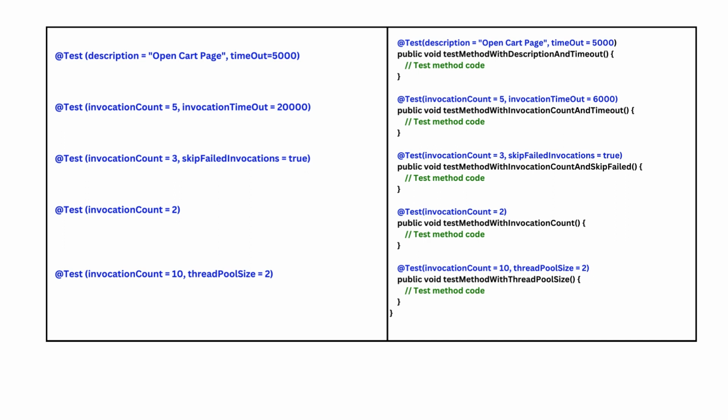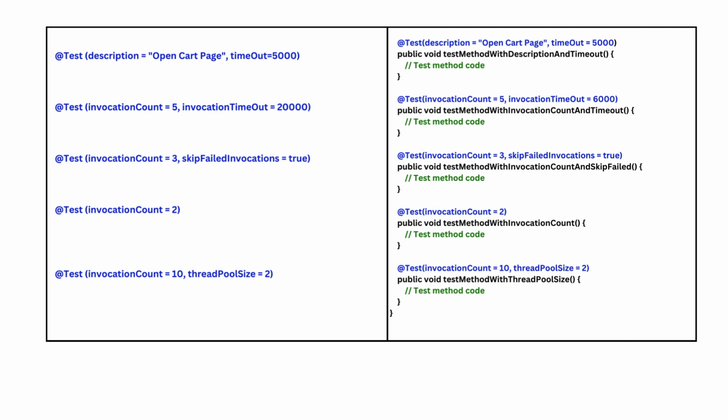@Test(invocationCount = 3, skipFailedInvocations = true). It will run the test method 3 times, and if any invocation fails, it skips the failed invocations and continues with the next ones. @Test(invocationCount = 2) runs the test method 2 times, executing it twice.